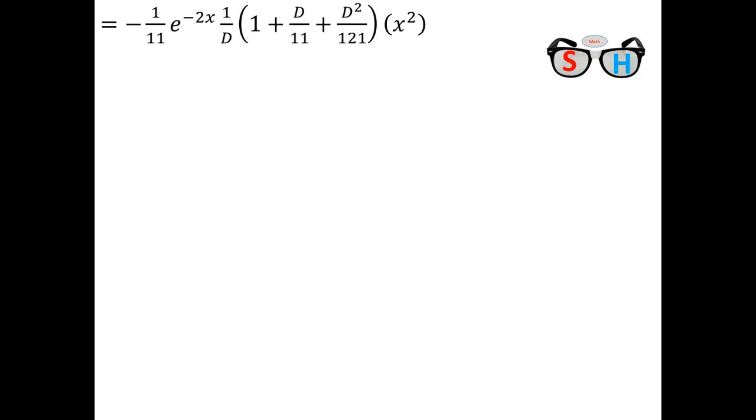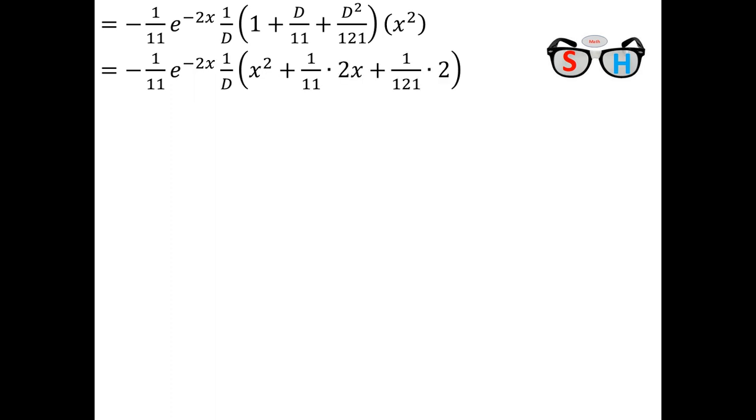Now we take this result, which I calculated on the previous page. It will be x square, D by 11 means D of x square, that is 2x by 11, D square of 121, D square of x square means the derivative of x square 2 times, this result will be 2. So this is the result. Okay, x square plus 1 by 11 into 2x plus 1 by 121 into 2. You see that 1 by D is applied on that.